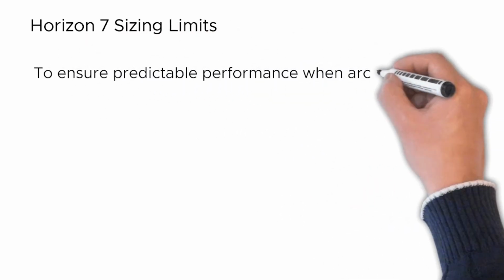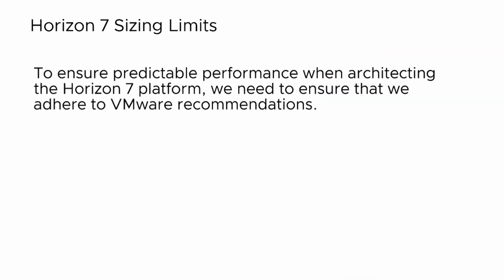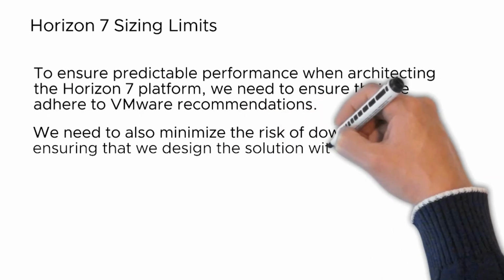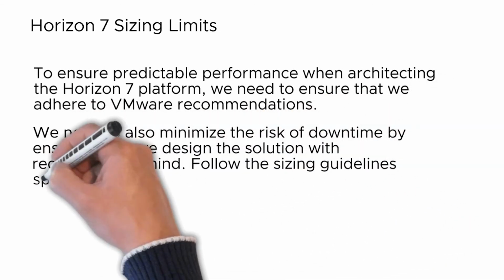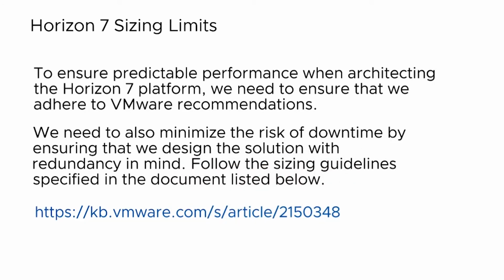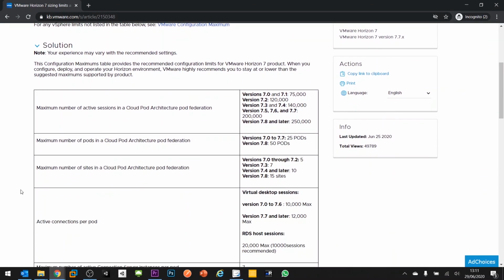Although we can now broker client connections, I briefly want to highlight some architectural decisions you will need to consider. To ensure predictable performance when architecting the Horizon 7 platform, we need to ensure that we adhere to VMware recommendations. We need to also minimize the risk of downtime by ensuring that we design the solution with redundancy in mind. Follow the sizing guidelines specified in the document listed below. In this article, VMware defines sizing guidelines for all of the components related to Horizon 7.